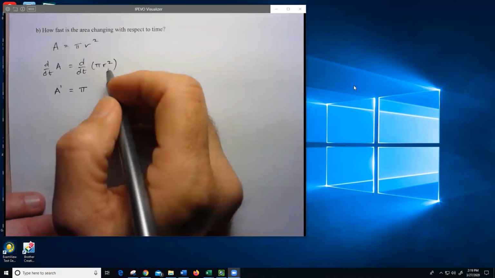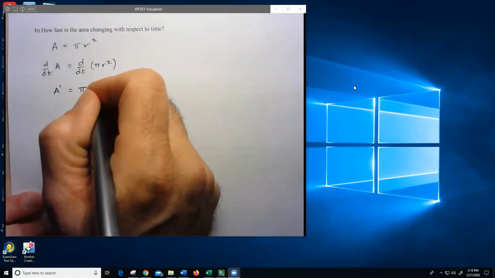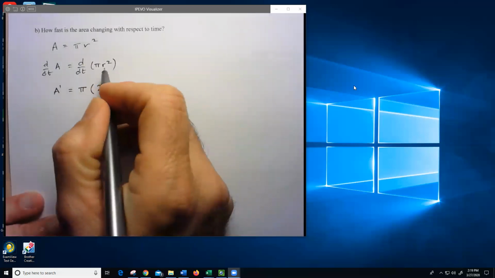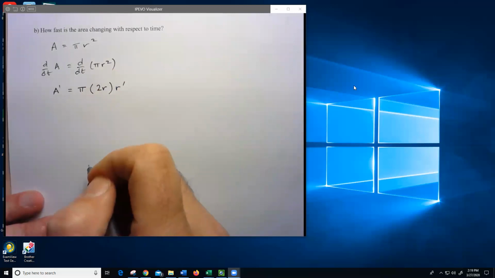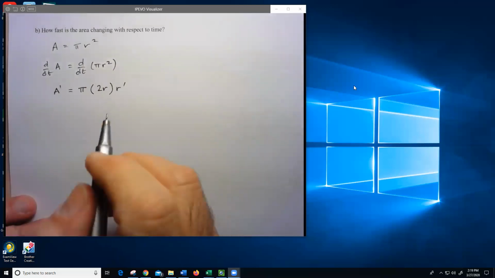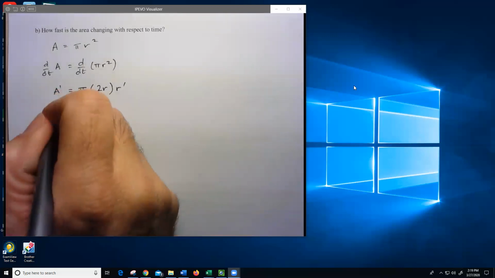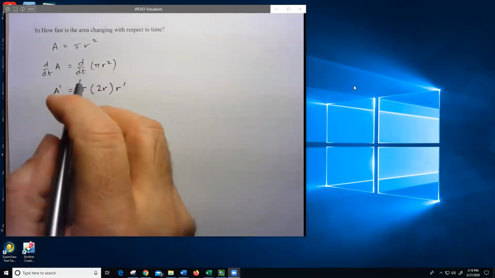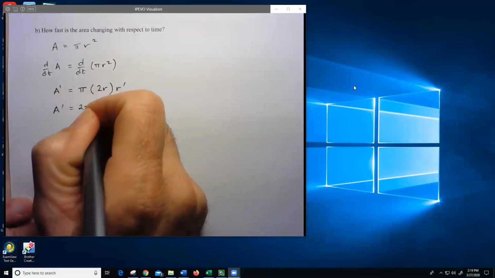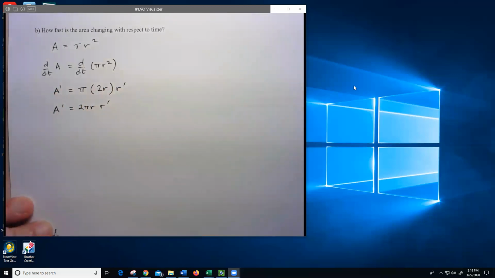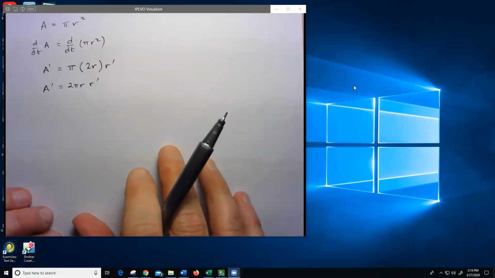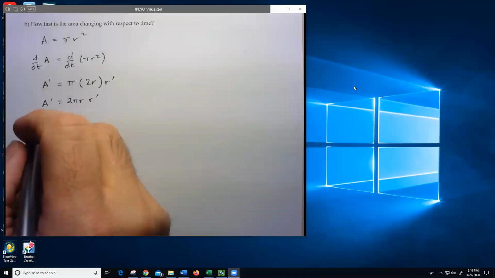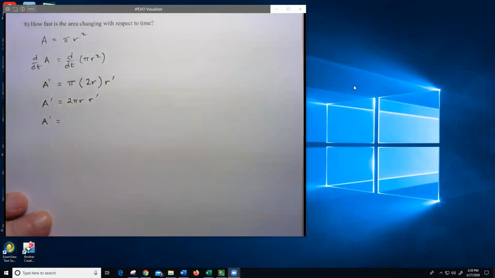So as before, first I'm going to take the derivative of the outside function, so that's going to be 2r, and then I'm going to multiply it by the derivative of the inside function, which is just dr/dt, or r prime. Okay, and remembering that prime here represents the derivative with respect to time. So now what we have is a related rates equation. So A prime is equal to 2 pi r times r prime. Okay, and so we just go back and we say, yes, r prime is equal to 0.5 meters per second. So I can just replace r prime by 0.5, and that'll help me determine A prime.